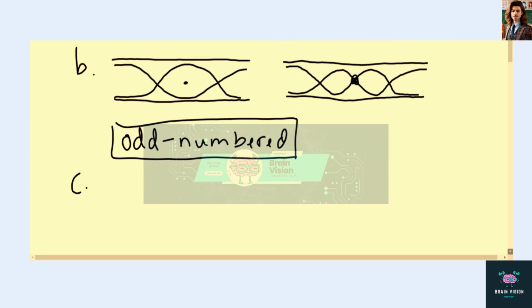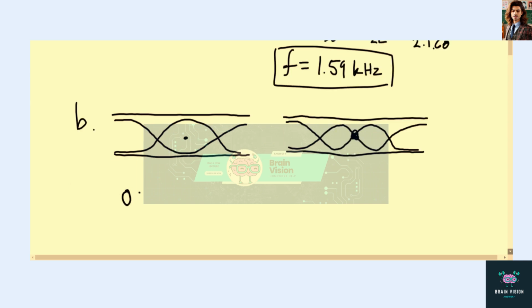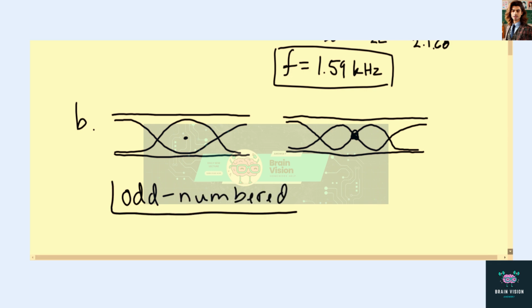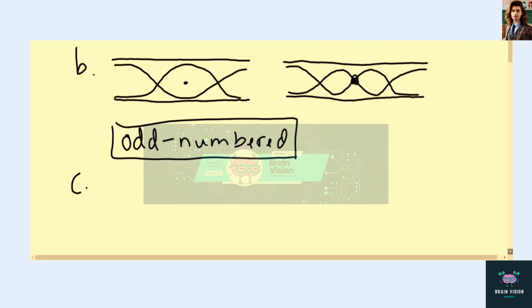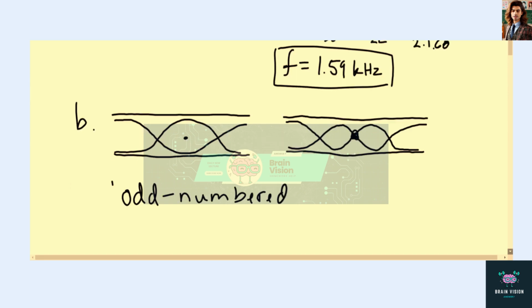But if you do 5, you'll have antinodes at both ends, and you will still have that node in the middle. So we know that n equals 1, n equals 3, n equals 5, etc. can be set up with this clamp in the middle, but 2, 4, 6, 8, etc. can't. So only the odd numbered harmonics are possible with this setup. The answer for part B is odd numbered.